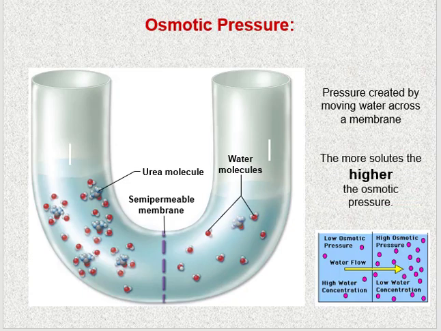When water moves across the membrane, a pressure is created called osmotic pressure. And the pressure will increase where the solute concentration is higher. So in this example here, we can see that there is a higher concentration of molecules on this left side. So there will be a higher amount of osmotic pressure on this left side of the membrane.